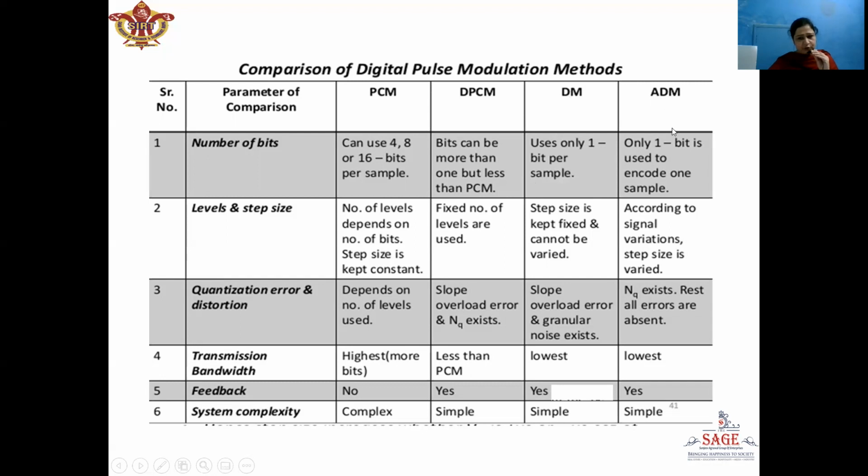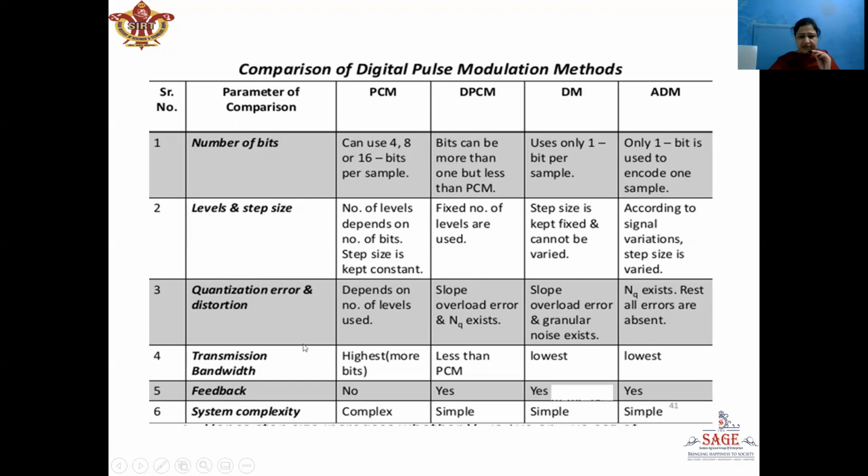And in ADM also, because it is a type of delta modulator, again only 1 bit is used to encode one sample. Now the second parameter of comparison is levels and step size. In PCM, the number of levels depends on number of bits, so step size here is kept constant. In DPCM, a fixed number of levels is used, and in delta modulator also, like DPCM, step size is kept fixed and cannot be varied. Whereas in ADM, according to the signal variation, step size is varied.